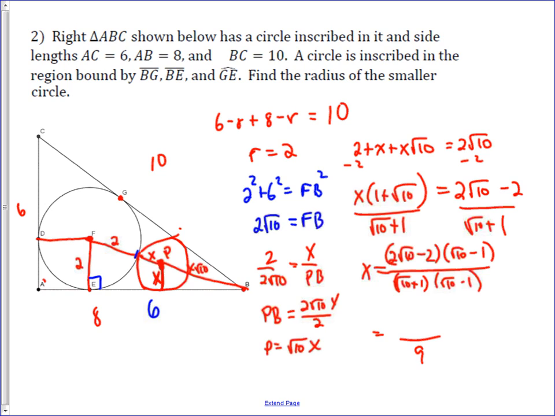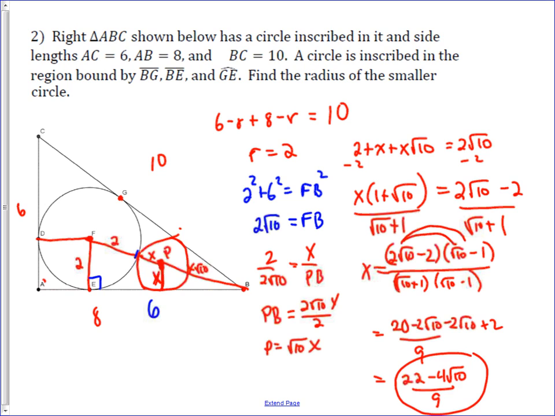And then multiplying this out, you're going to get 2 times 10, which is 20. And then 2 root 10 times negative 1 is negative 2 root 10. And then you're going to get negative 2 times root 10, which is another negative 2 root 10. And then plus 2. And so it turns out that the radius of this inscribed circle is 22 minus 4 root 10 over 9. And that's the radius of that smaller inscribed circle. Not very pretty or nice, but very calculable.